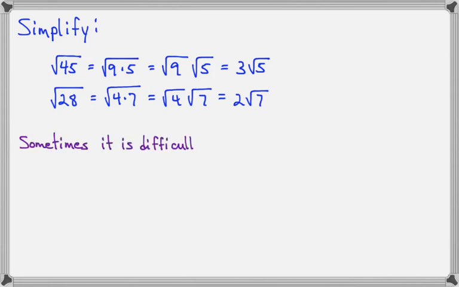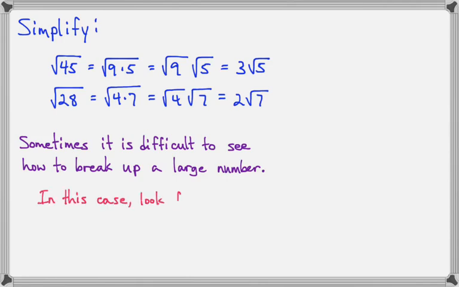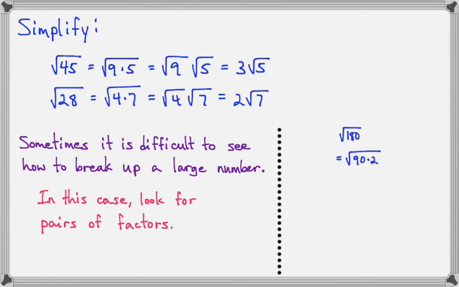Now, that's great for small numbers, but for larger numbers, sometimes it's harder to see how to break it up. So I have a different strategy for larger numbers. Instead of trying to see what squares will go into a number, which is difficult if the number is large, it may be easier just to factor that number down into prime factors, so that instead of looking for squares, you're looking for pairs of factors, because a pair of factors is a square, as we're about to see.